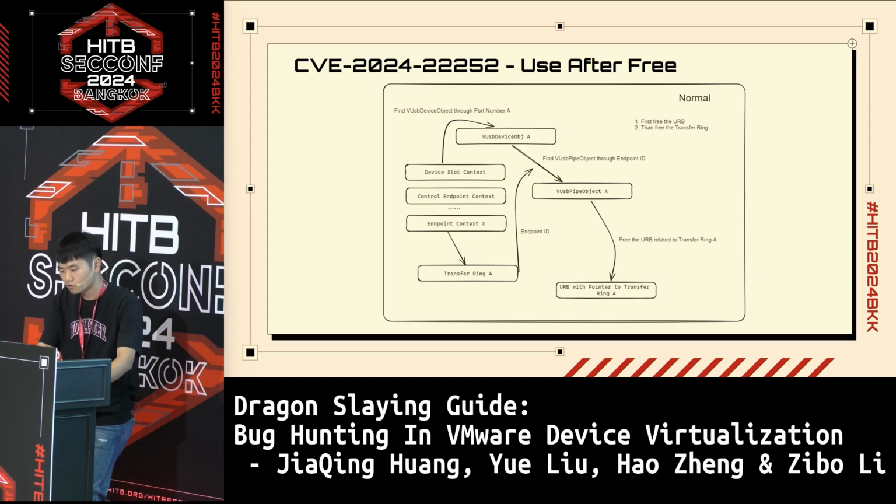Let's first figure out how the transfer ring release works. First, it will get the transfer ring object from the endpoint context. Then it will retrieve the VUSB device object based on the USB port number saved in the device slot context, and then it will obtain the VUSB pipe object from the VUSB device object based on the endpoint ID. After that, it will release all the URB objects on the VUSB pipe object. Finally, the transfer ring object will be released.